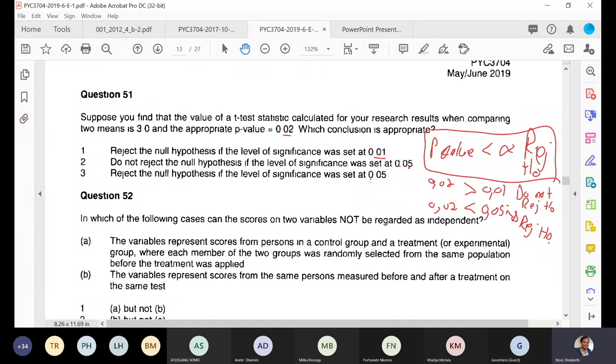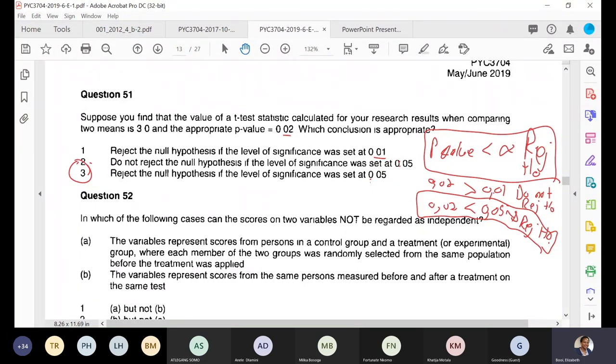Now go and answer the question. Number one says reject the null hypothesis if the level of significance is 0.01. That's not correct, because we do not reject the null hypothesis at that level. Number two says we do not reject the null hypothesis at alpha equals 0.01. That's not true. Number three says reject the null hypothesis at alpha 0.05, the same as what we found before. Only number three is correct.